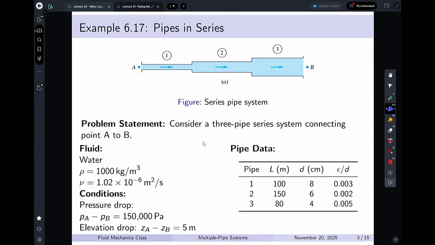So you have a 3-pipe system that connects points A and B, and it's in series. And you're asked, connecting A to B, you've got water, you've got a pressure drop of 150,000 kilopascals between A and B, and an elevation drop of 5 meters. And you're given roughness factors. These are relatively smooth pipes. Lengths 100, 150, 80, and diameters 8, 6, and 4. So it's probably reversing flow.